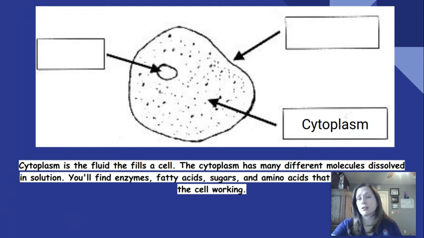And the fluid is actually really important, because remember in chemistry we learned that some things dissolve in liquids. And when we eat, we get some things that need to get dissolved into our cells. So enzymes and fatty acids and sugars and amino acids, all of these things are absorbed and they are dissolved inside your cells. So that's going to be found in your cytoplasm.